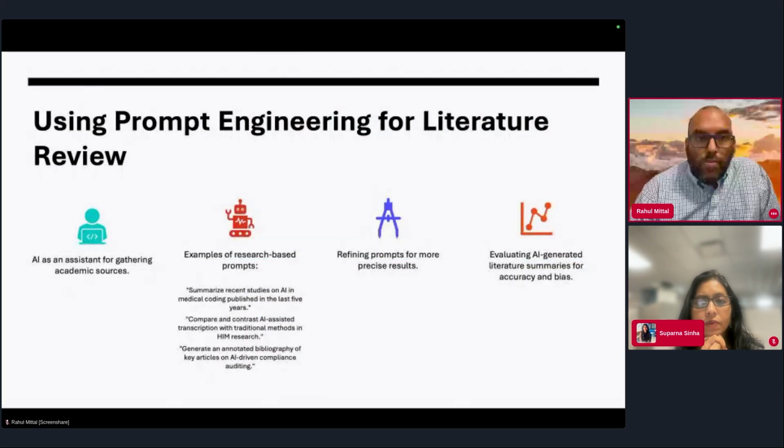So using prompt engineering, you can use it as an assistant for gathering academic resources. You can use it, for example, for a research-based prompt, or refining prompts for more precise results, and evaluating AI-generated literature summaries for accuracy and bias.